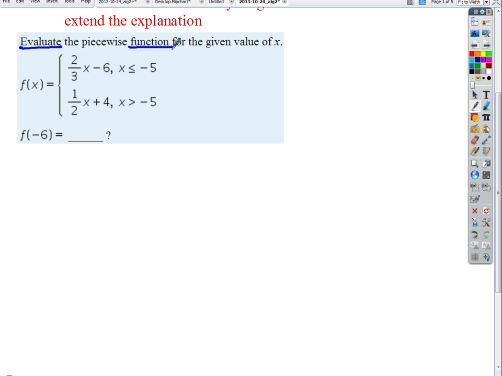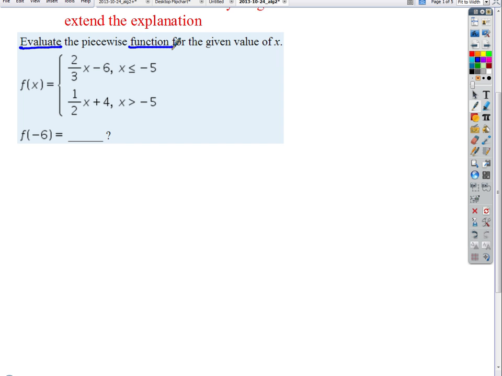Solve? Not really. Let me tell you why. When we say the word solve, that means we're going to isolate a variable and find its value, right? That's really not what we're doing here. Evaluating is something different. Value means what in math? Value means number. So when we evaluate, we're going to plug in an input value and calculate the output value. That's what we're doing.